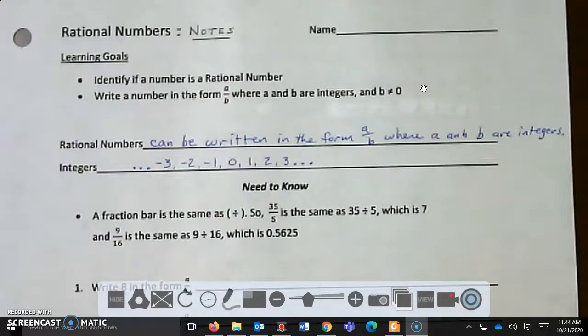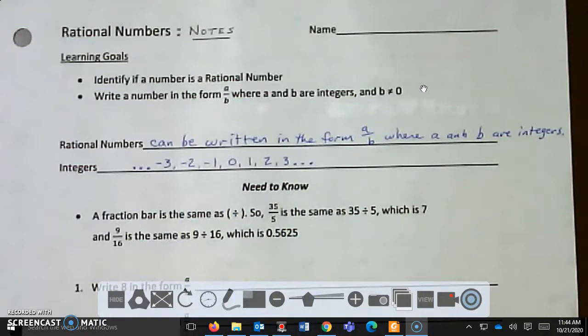Starting off a new topic, everybody, and you can see at the top it's rational numbers. So these are the notes, and pretty much a straight up definition. A number is considered to be a rational number if it can be written in the form a over b. Basically, if you can write it as a fraction. A and b must be integers though, and integers are just these numbers: positive, negative, whole numbers.